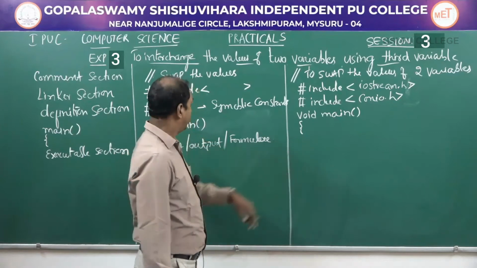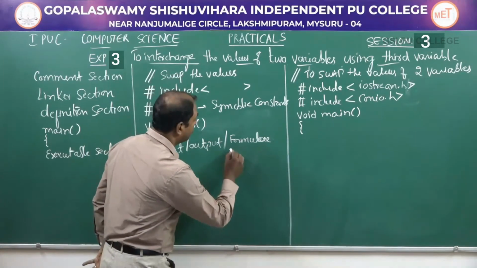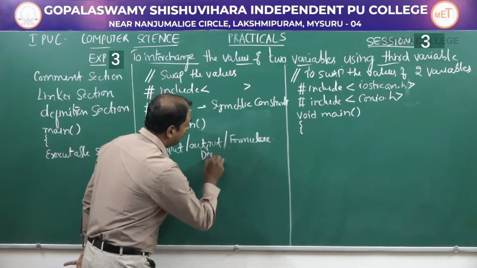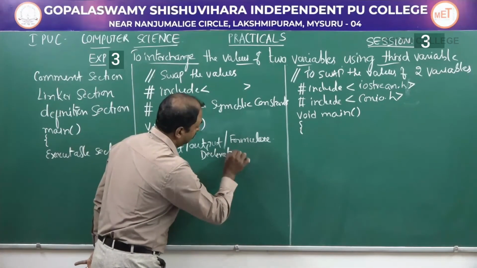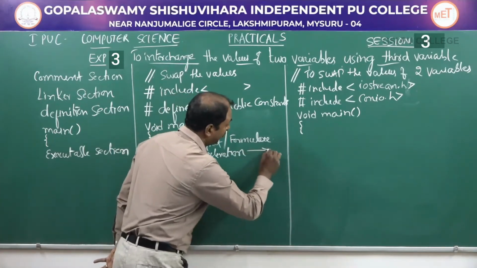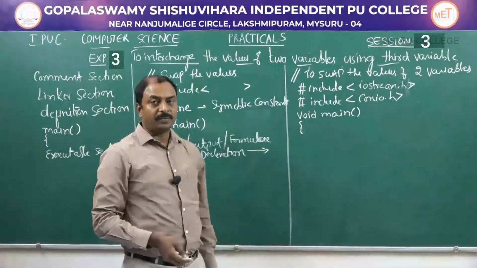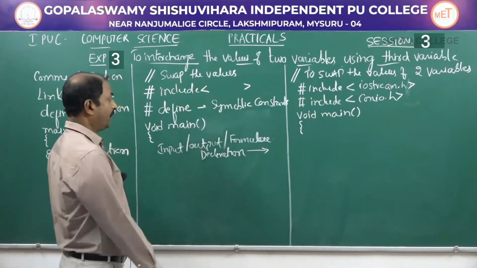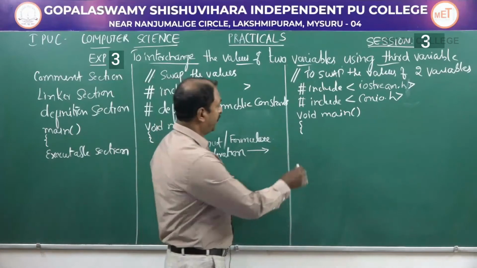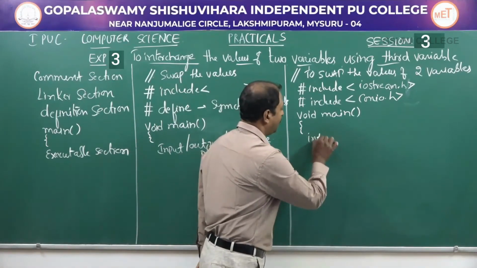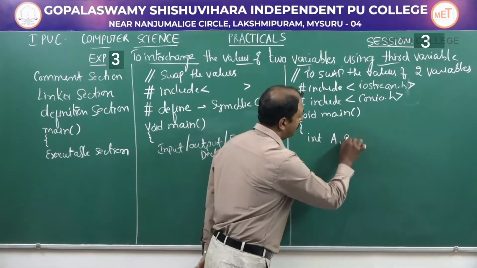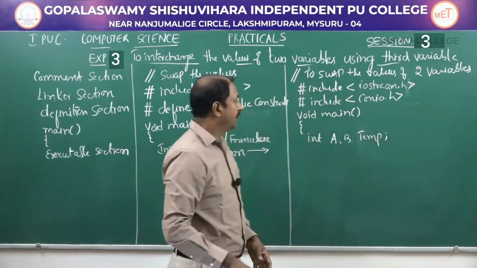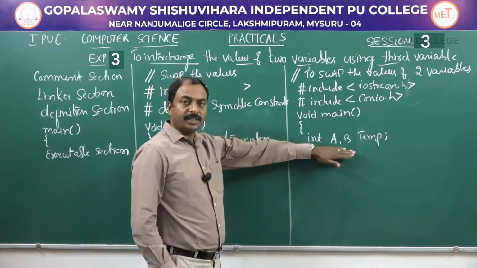Next section here is declaration section. Inside these executable statements, the first step will be the declaration section. The meaning is we have to declare the variables required for our program. In this example, I have to make use of three variables. For example, I can write int a, b, temp and semicolon. So this is declaration section.